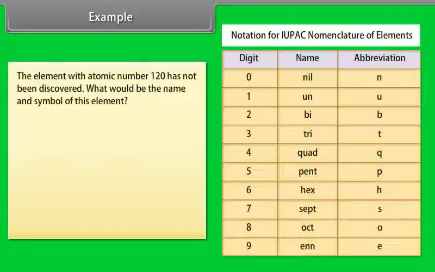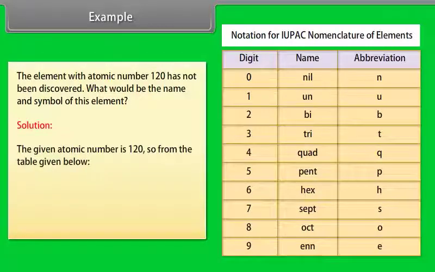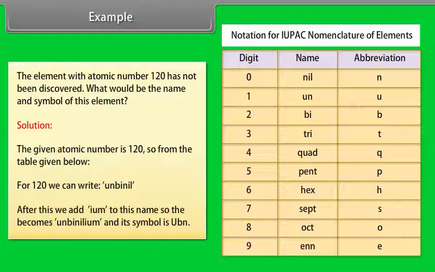Example: the element with atomic number 120 has not been discovered. What would be the name and symbol of this element? Solution: the given atomic number is 120, so from the table given below, for 120 we can write unbinyl. After this, we add ium to this name, so it becomes unbinylium and its symbol is Ubn.